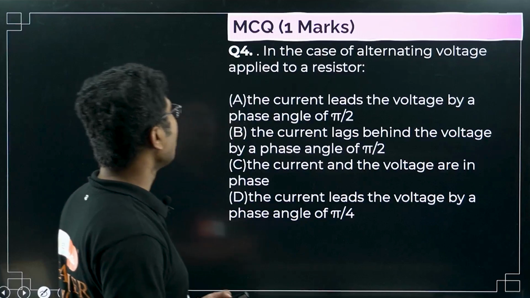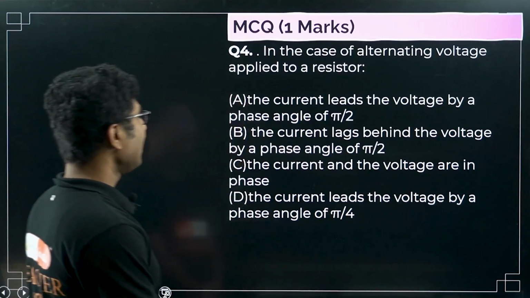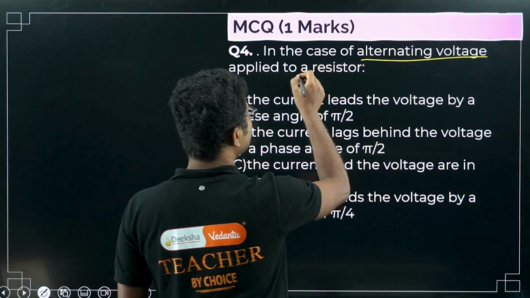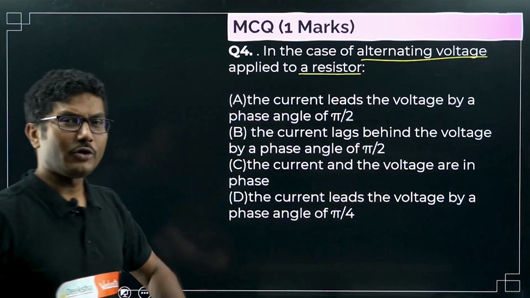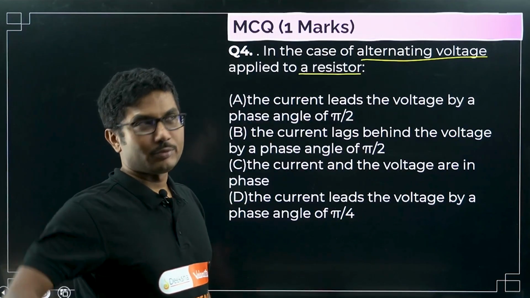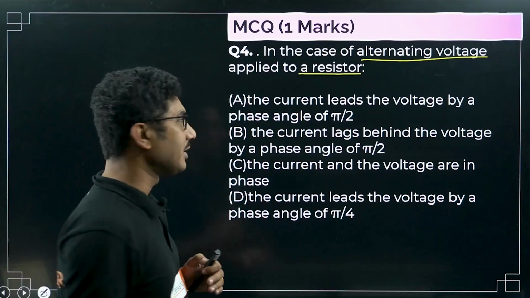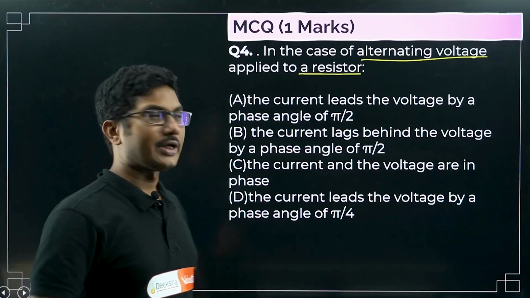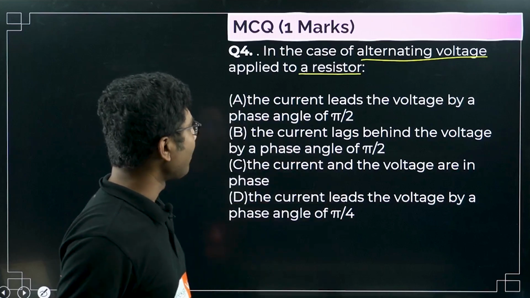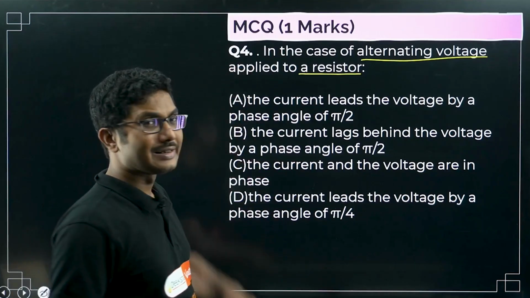Okay, question number 4. In the case of alternating voltage applied to a resistor, so alternating voltage and only a resistor, nothing else is mentioned, right? So we can assume that it is a simple R circuit, but you are applying AC. For example, our normal electric heater is a resistor connected to an AC. So what are the options given? The current leads the voltage by an angle of pi by 2. Current and voltage are in the same phase when only a resistor is connected.